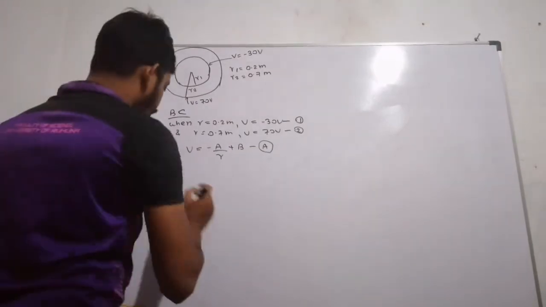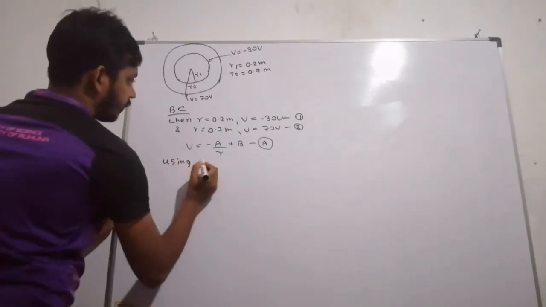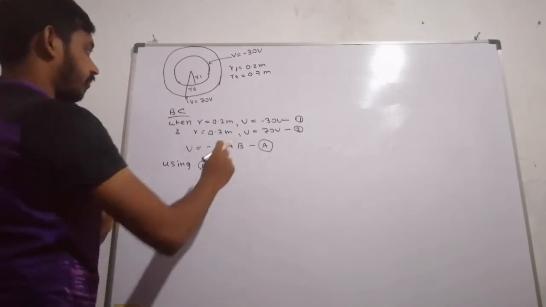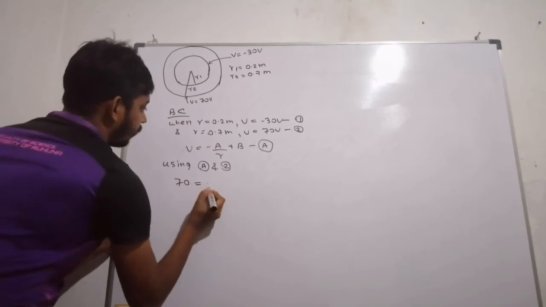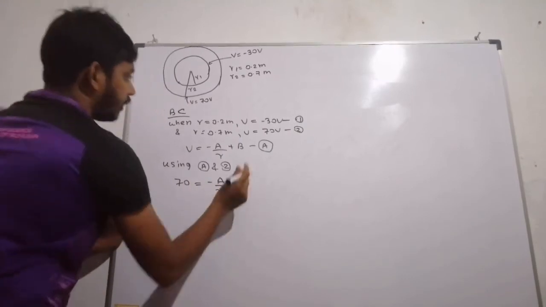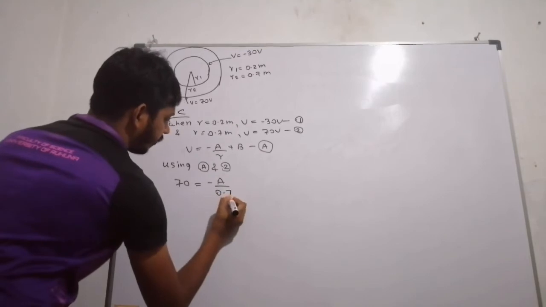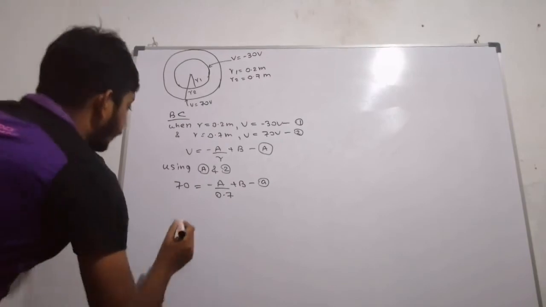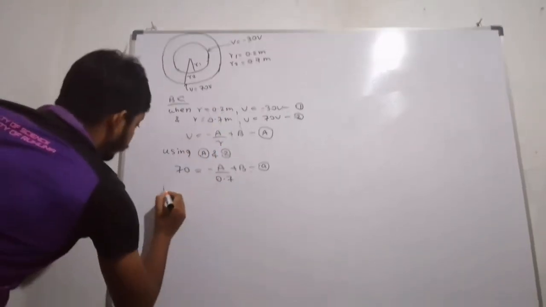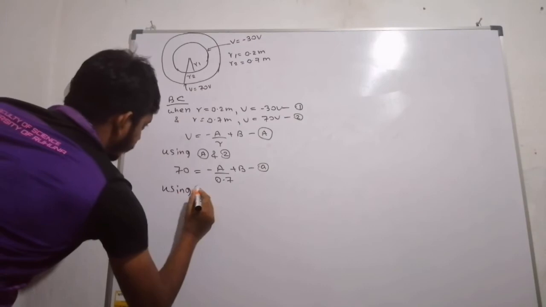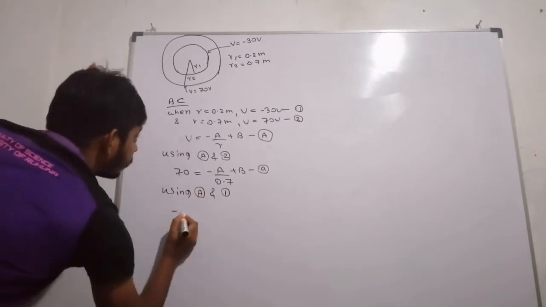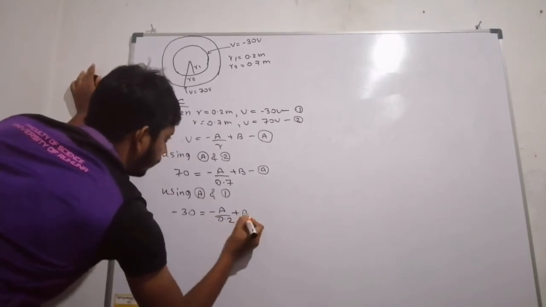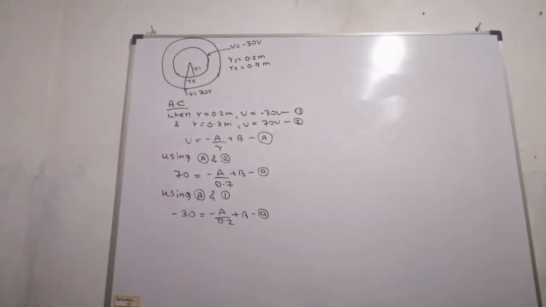Okay, using equation 2, V equals 70. So 70 equals minus A over 0.7 meter plus B. Call this equation 2. Then using equation 1, it is minus 30 equals minus A over 0.2 plus B.